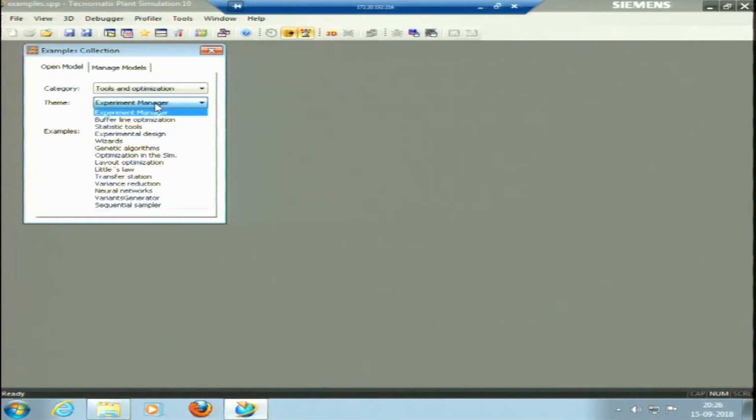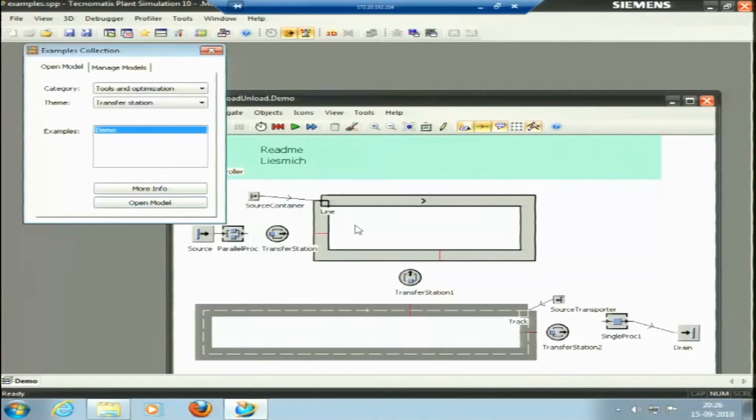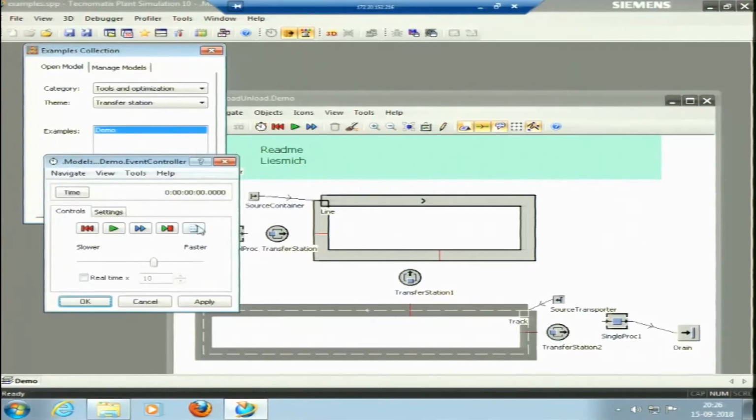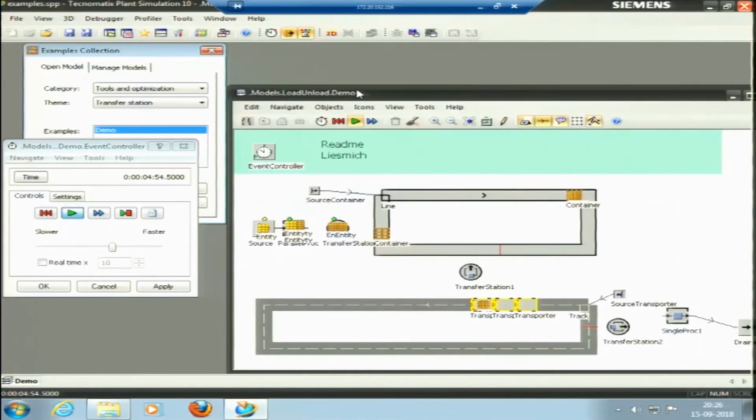I'll pick an example. But before that, let me pick something else, transfer station. I have a demonstration model here. Transfer station is, this is one cell, this O is one cell, and this is another track here, a two-way track. The transfer station will just transfer the material from this cell to this track. Let me try to see the event simulator here. You can see the trolley or the container came here. The container is coming, some machining is happening here, some machining is happening at this parallel process.